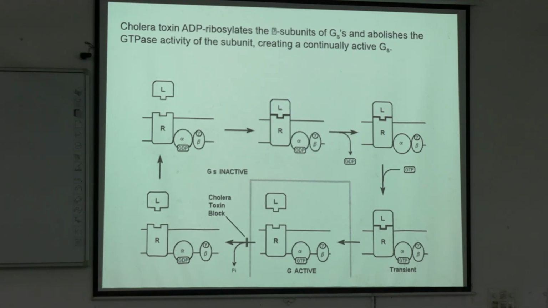One example where cholera toxin acts. What is that? The step which is blocked by cholera toxin? Adenylation.